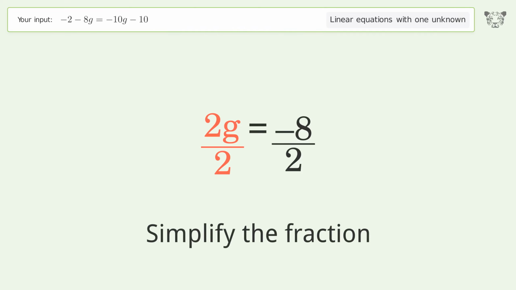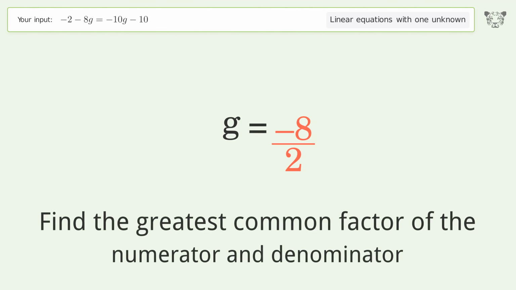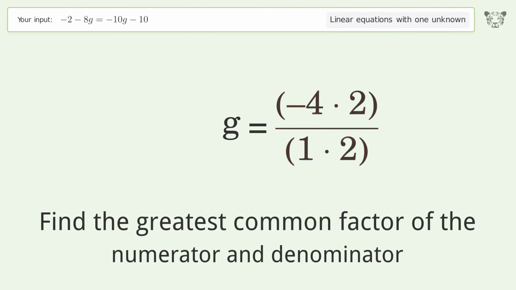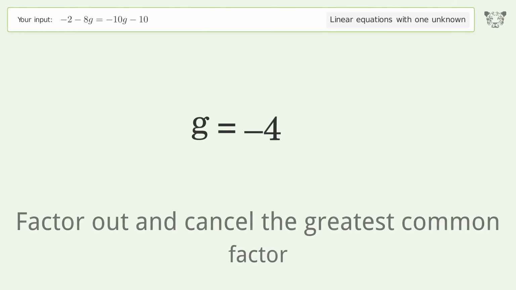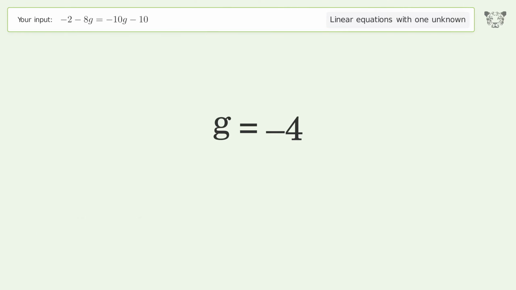Simplify the fraction. Find the greatest common factor of the numerator and denominator. Factor out and cancel the greatest common factor. And so the final result is g equals -4.